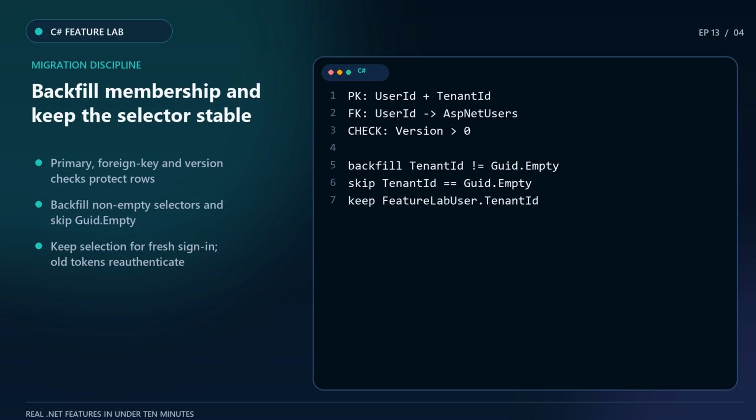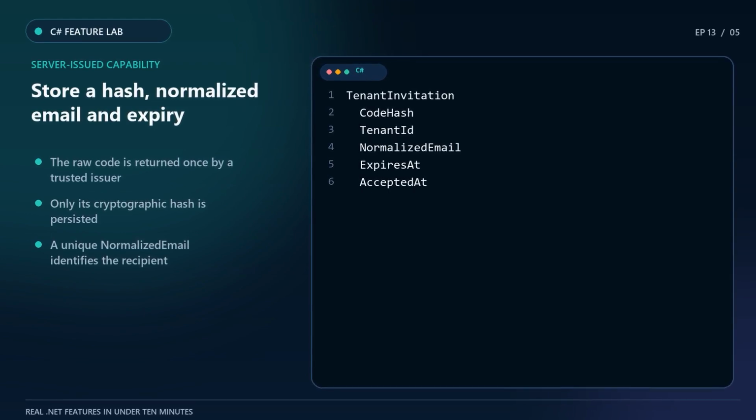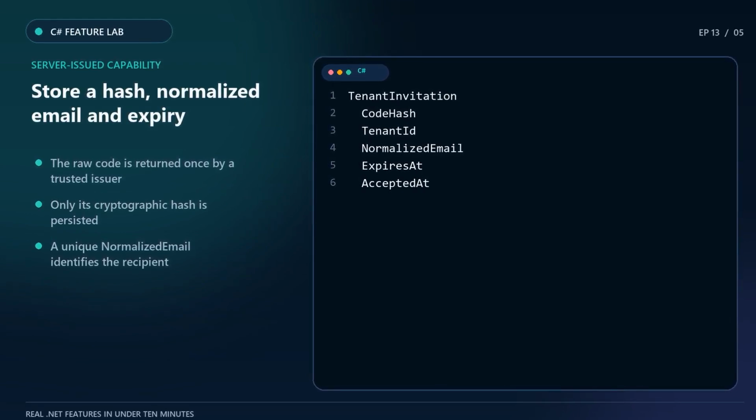The schema constraints protect stored rows, while migration tests prove a non-empty selector is backfilled and an empty selector is skipped. A separate registration test proves a new account starts at GUID-empty, has no membership row, and receives forbidden from tenant-protected work items. A trusted internal issuer generates enough random bytes, returns the encoded code once, and stores only a cryptographic hash. The invitation row owns the target tenant ID, intended normalized email, expiry time, and accepted-at timestamp.